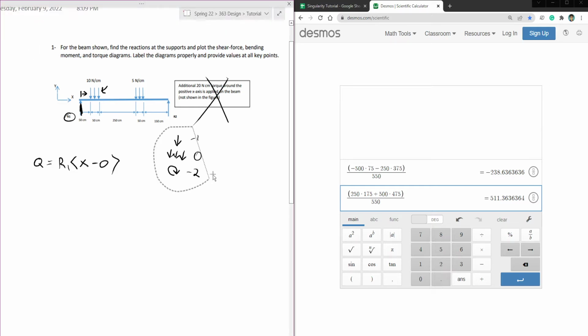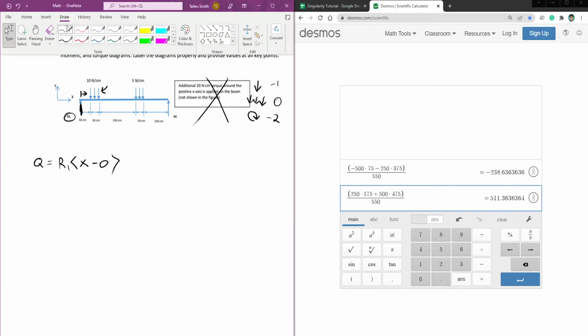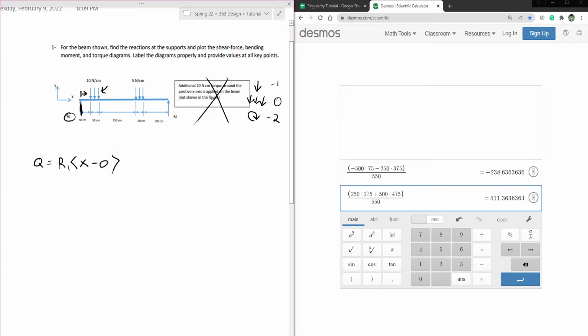And I'll just get this out of the way because I'm going to need that space. So this is a normal force, so I'm just going to put -1. Then over here, we have minus our, I'm going to call this load 1. And it is X minus, it starts at 50. So X minus 50, and that's a close bracket. And that would be to the power of 0.